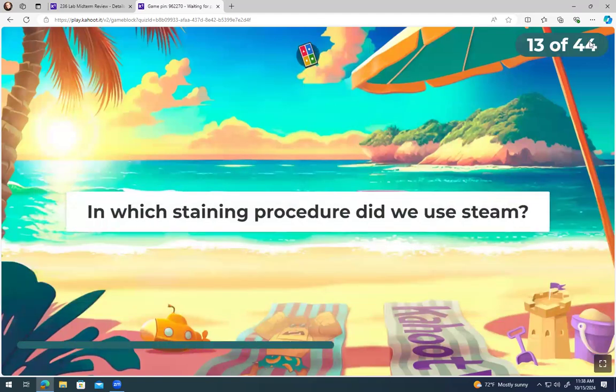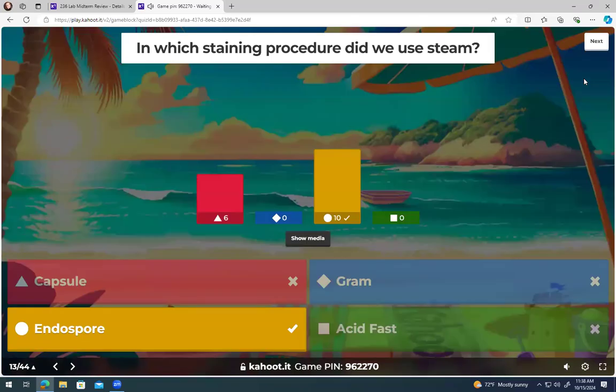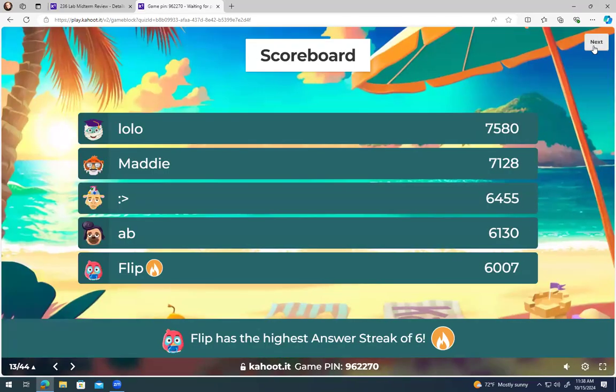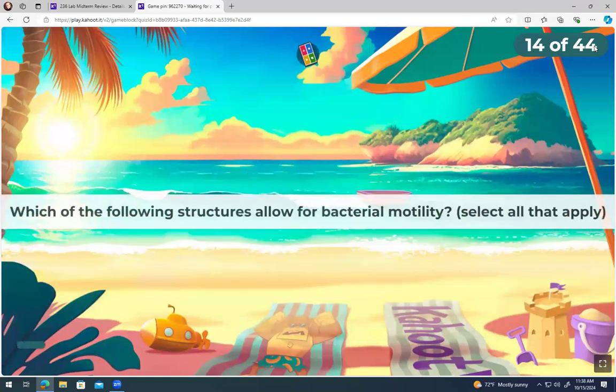All right, in which staining procedure did we use steam? Alrighty, so this is going to be the endospore stain. We actually would consider steam to technically be a mordant because it's helping that stain to actually stick inside of the endospores. So it will apply that term, but I'm not going to refer to it as that on the test, but it's just to help you guys understand how it's working.